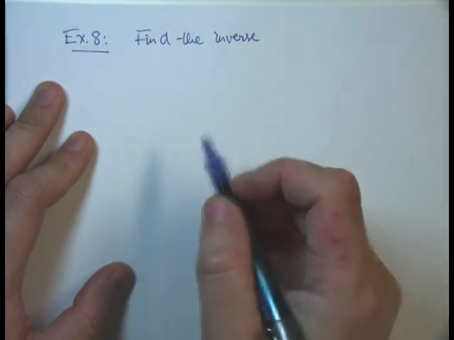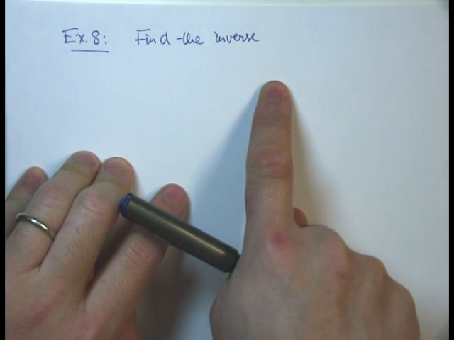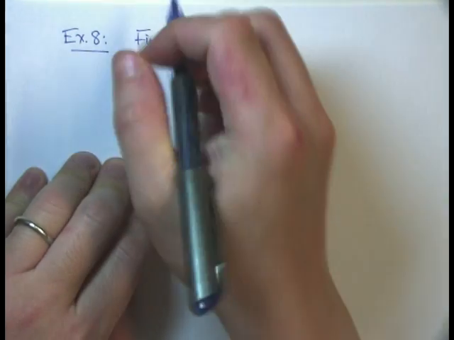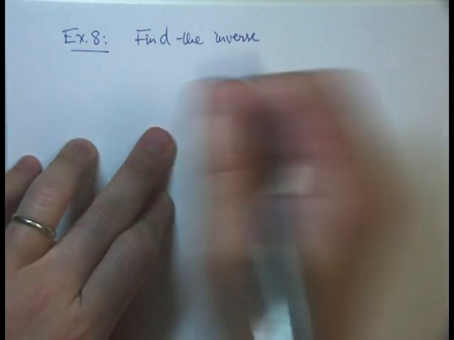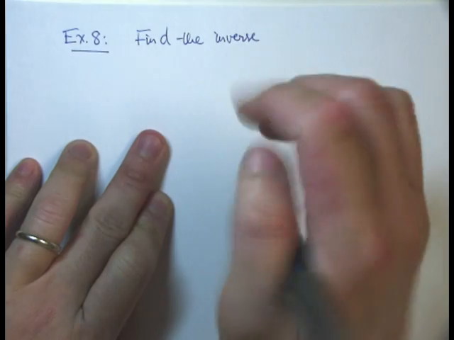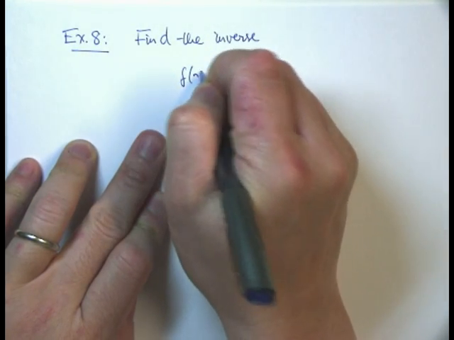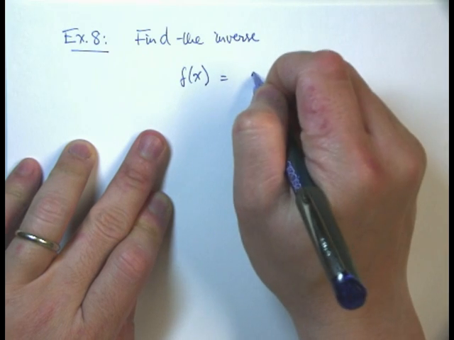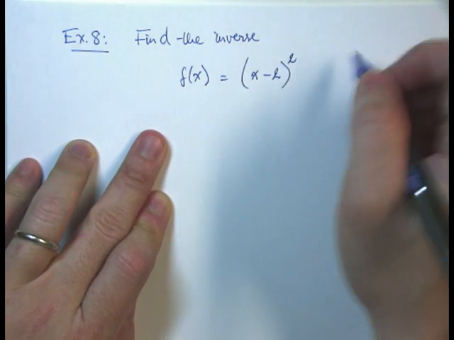So now you've been exposed to the idea of finding the inverse of a function in a restricted domain. Let's do a couple more examples to get really comfortable with the idea. Once again, I have a function. Here, example number 8, the same idea. We want to find the inverse. The function I'm looking at here is (x - 2)^2.